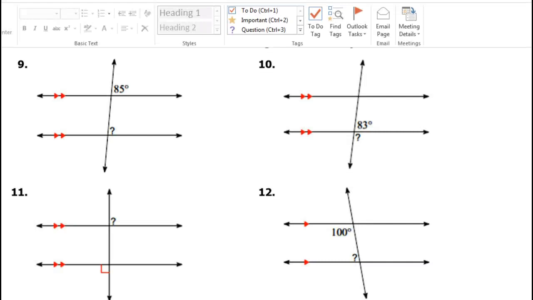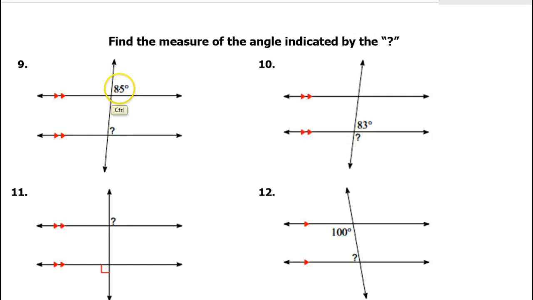Okay, so see the 85 and the question mark? See how they are both acute angles? That means they're going to be equal. So this is going to be 85 degrees. By the way, these are corresponding angles.